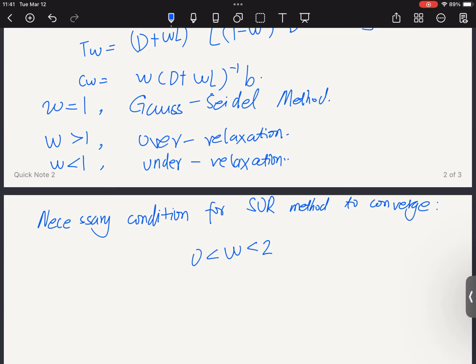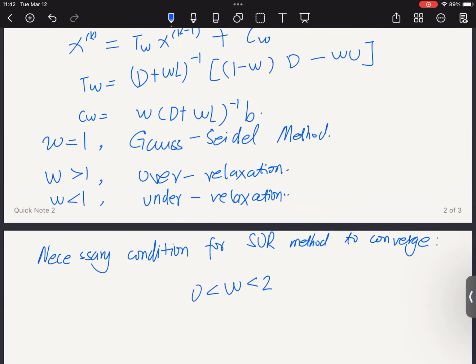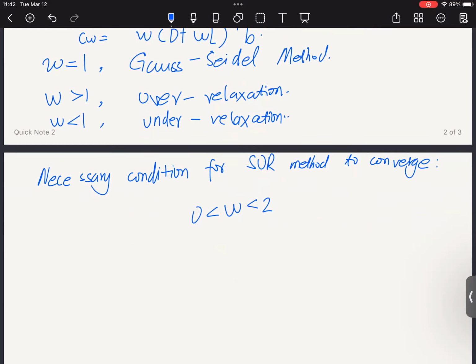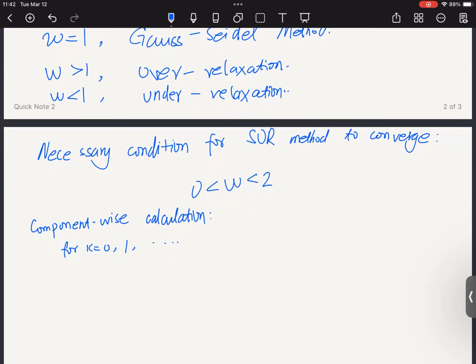The next thing I want to mention is concrete examples to calculate it. If we want to write it out, there is a matrix format here, and if we want to calculate, you can calculate component by component, or you can create the matrix and do some matrix manipulations. If you want to calculate component-wise, you can do this component-wise calculation. For each component, you do this for k equals 0, 1, and so on. Below, this is the initial guess, and then the first one is the first iteration vector.